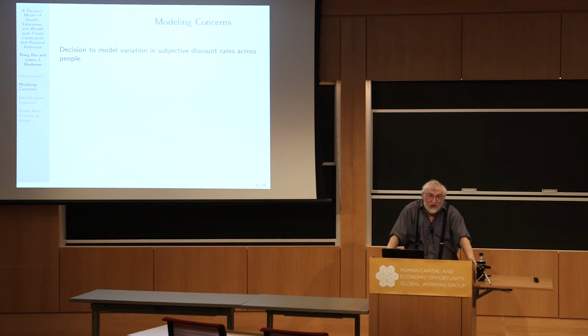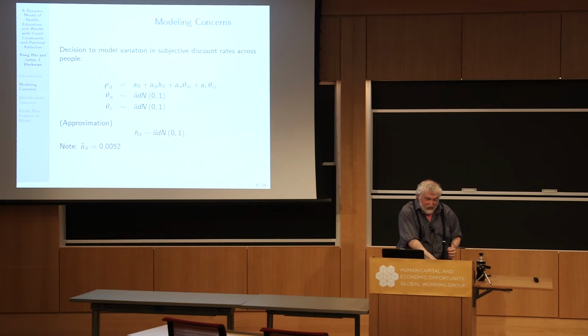Okay, so the decision about modeling variation in discount factors is an interesting question. The way that they model that is they say that the discount rate of person i at time t depends upon the health at time t, and then these two unobserved variables, one which is a measure of cognitive skills and the other a measure of non-cognitive skills.